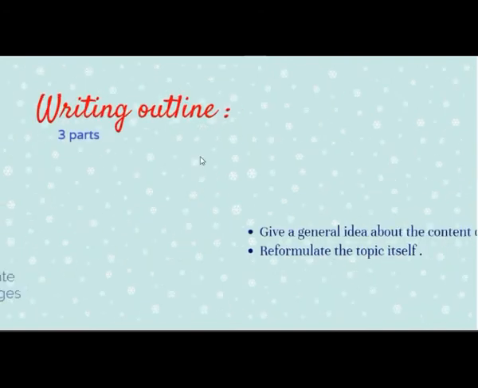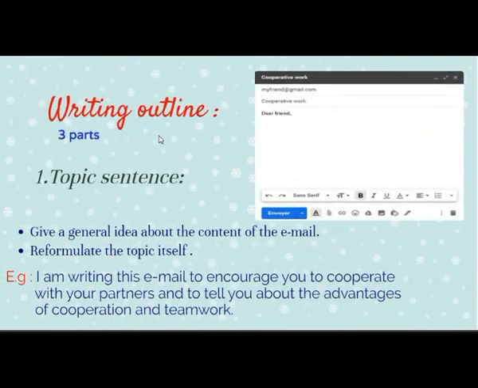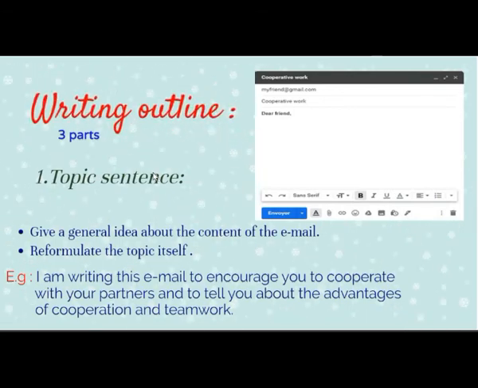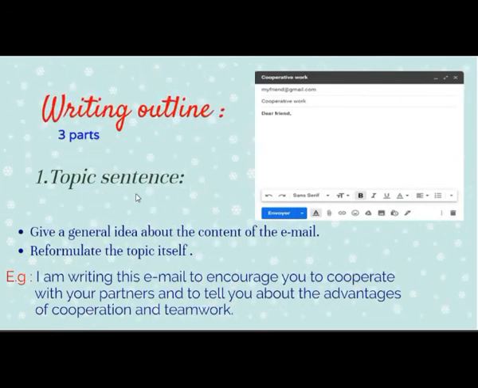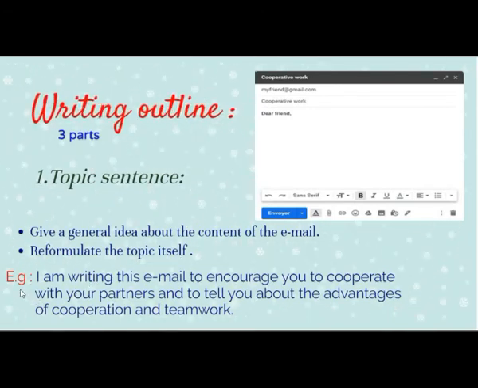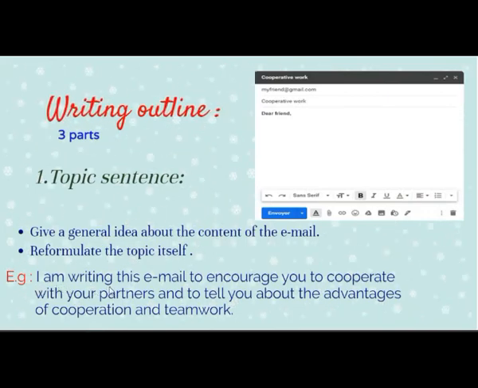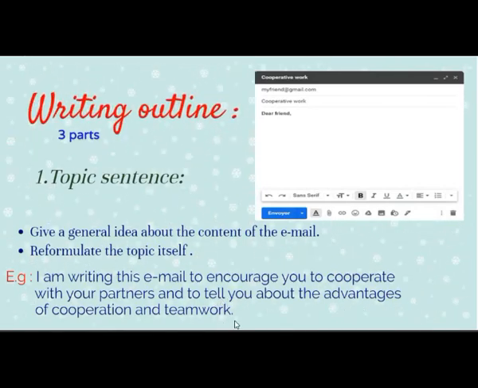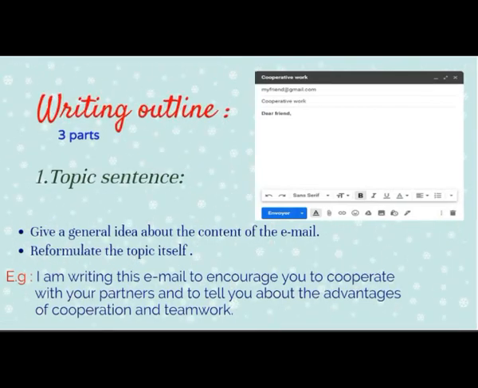I will help you with this writing outline. So we have three main parts, which are the topic sentence, the body, and the concluding sentence. Let's start with part 1. So in the topic sentence, what can you do? You can give a general idea about the content of the email, or you can simply reformulate the topic itself. Here is a ready example. So: I'm writing this email to encourage you to cooperate with your partners and to tell you about the advantages of cooperation and teamwork. It's precise and concise.